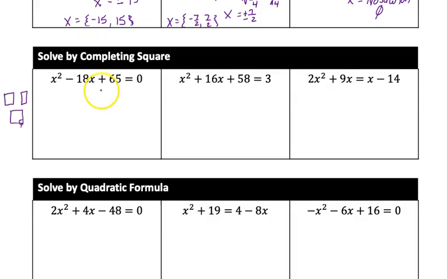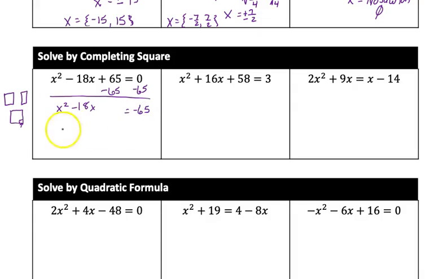If you remember, thinking back, we need the constant to be on the other side. So that's what I'm going to start with. I'm going to move it over. And next I will have x squared minus 18x. I'm going to leave a space here for where I complete my square, equals negative 65.